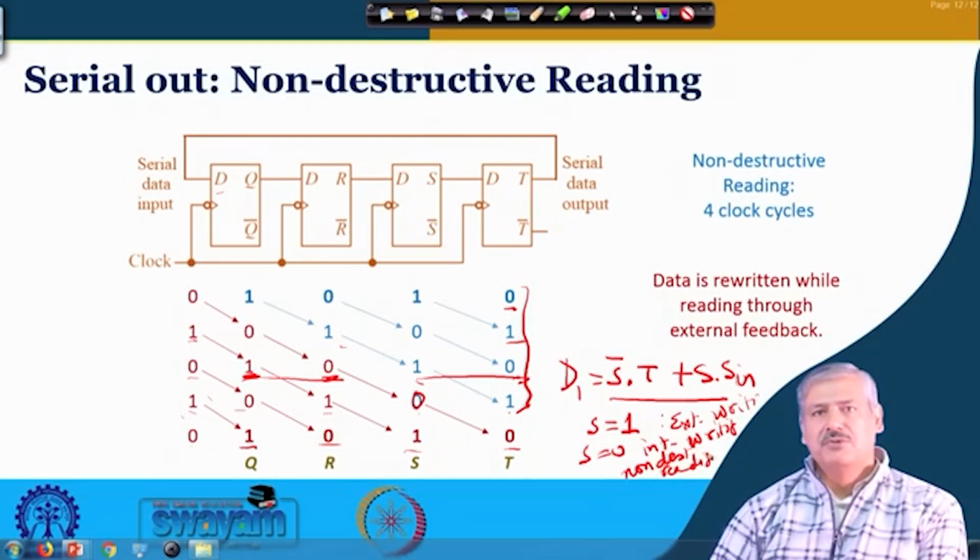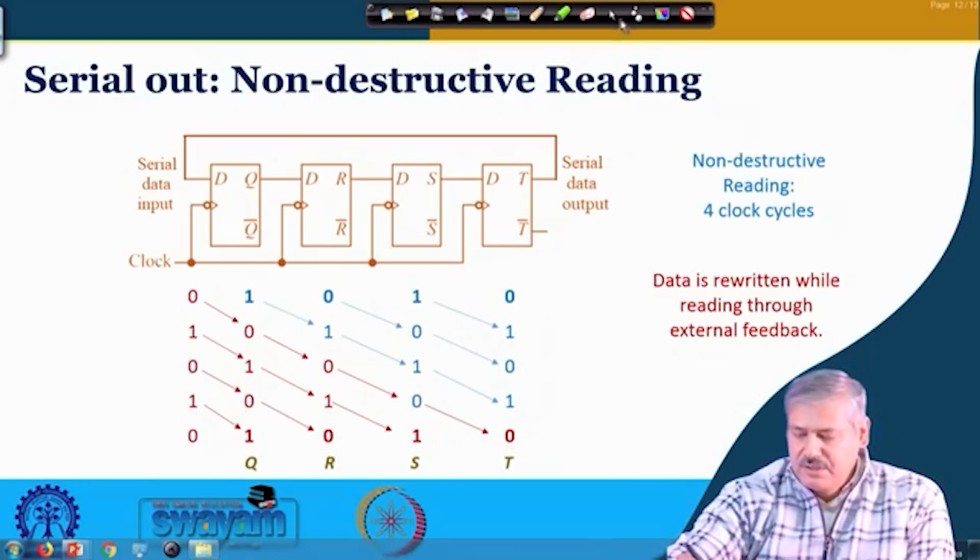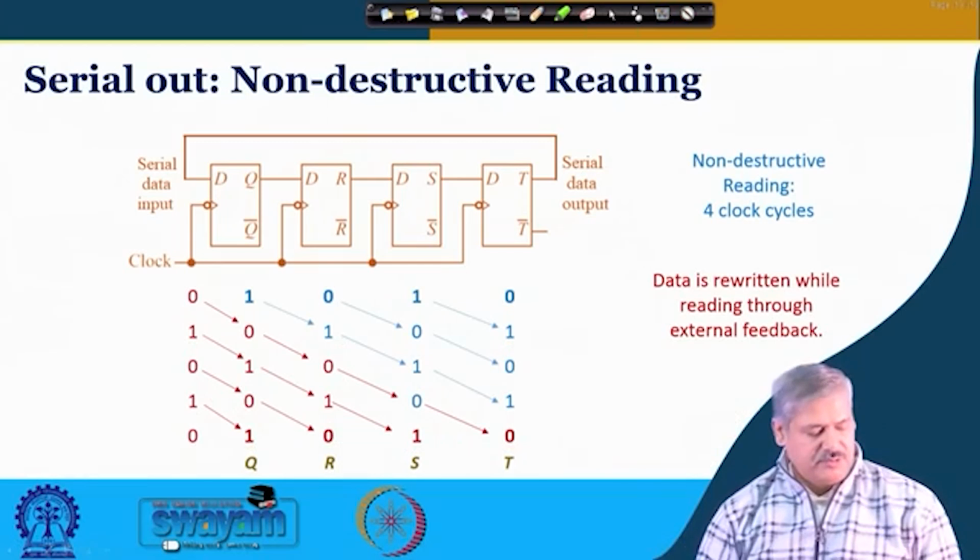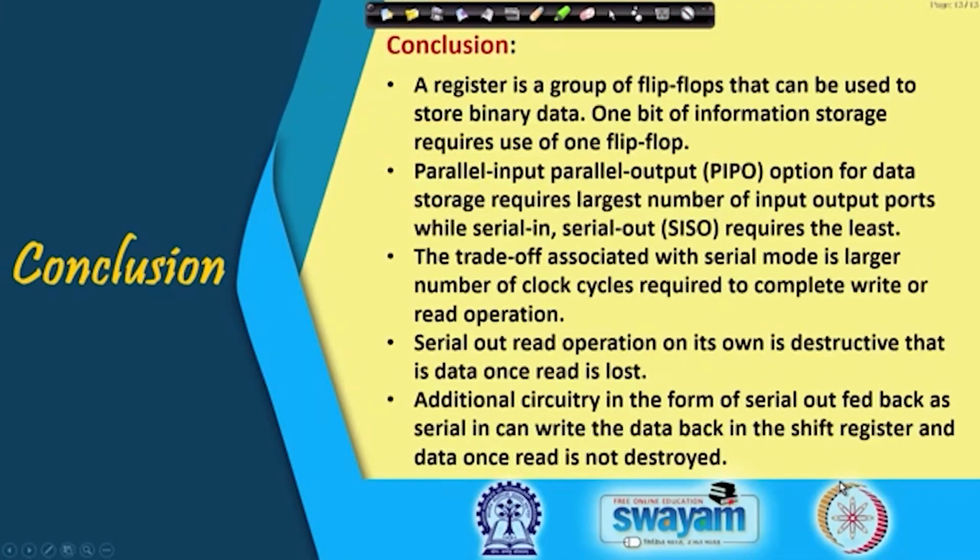SISO, how it works and how we can make use of it, and PIPO we have already seen before. Okay. So, with this we come to the conclusion of today's class. A register, we have seen, is a group of flip flops that can be used to store binary data. 1 bit of information storage requires use of 1 flip flop. Parallel input, parallel output option for data storage requires the largest number of input ports, while serial in, serial out requires the least. These are the 4 possible varieties that you have seen.